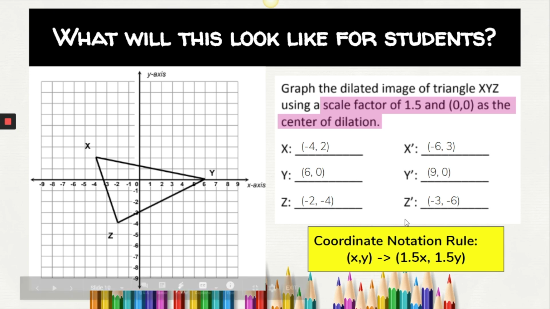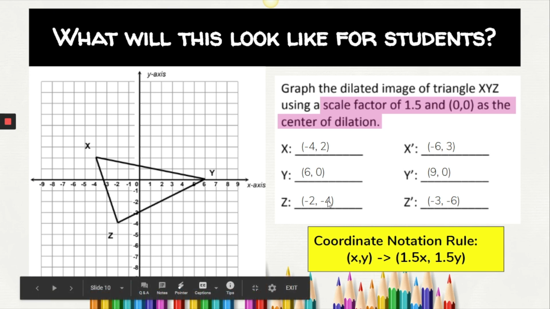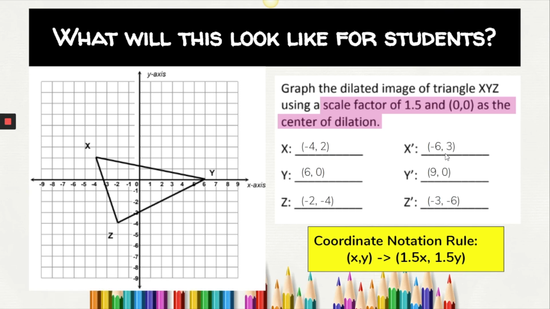As you can see here, for each one of these points, the x and the y were both multiplied by 1.5. Now we'll plot those points on the graph. Also notice that these are labeled x prime, y prime, and z prime so that we can distinguish these points from the original points. And then we'll connect all those points in order to form the dilated figure.